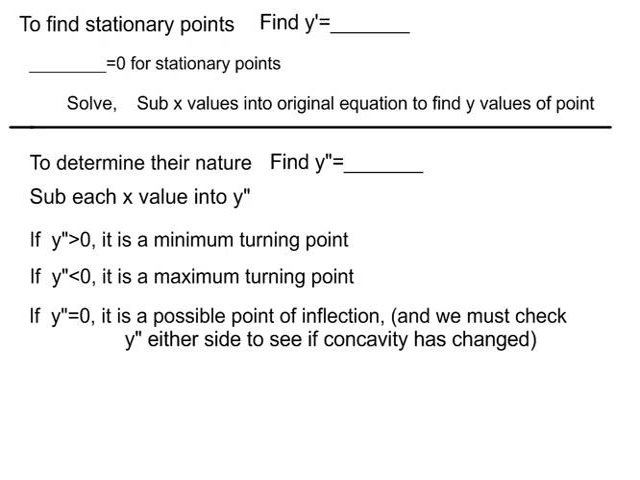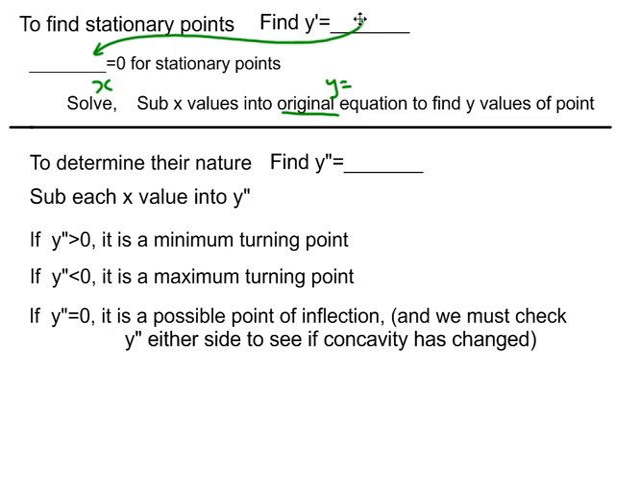Now to find stationary points, we find the first derivative, we make that first derivative expression equal to 0 for stationary points, we solve it to find our x values, and then we sub those x values into our original equation, which is our y equals equation, to find our y values of any stationary points, any turning points.